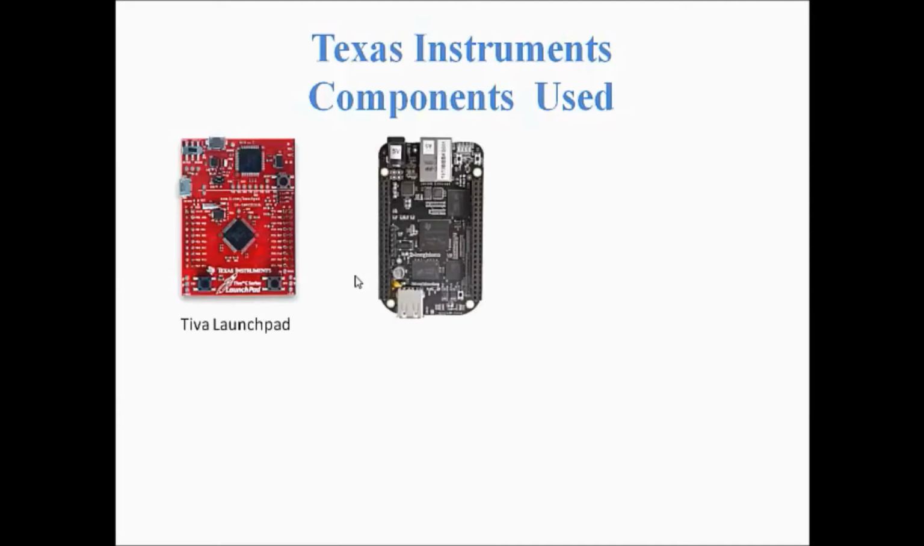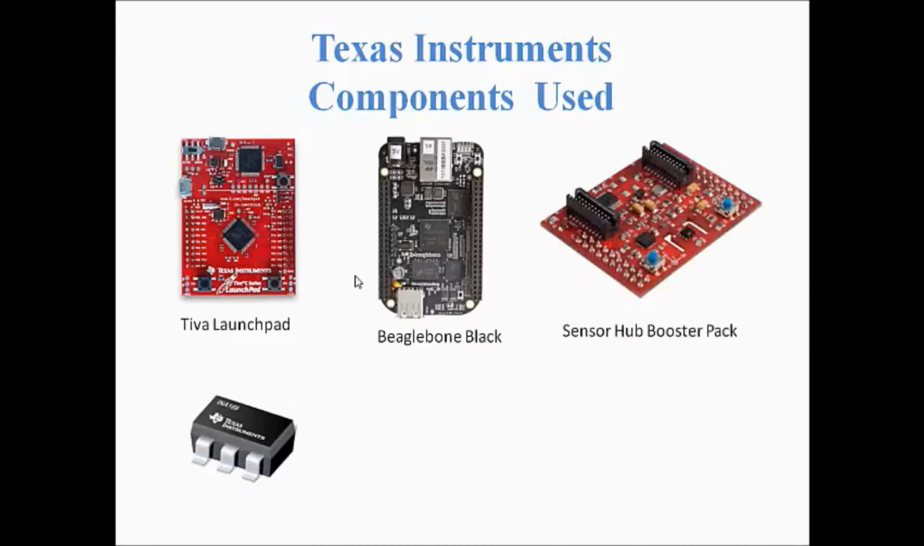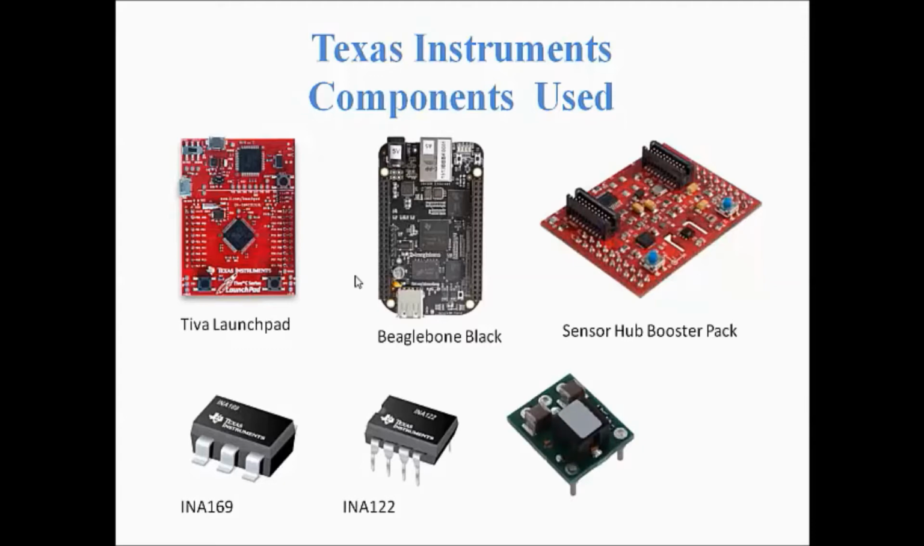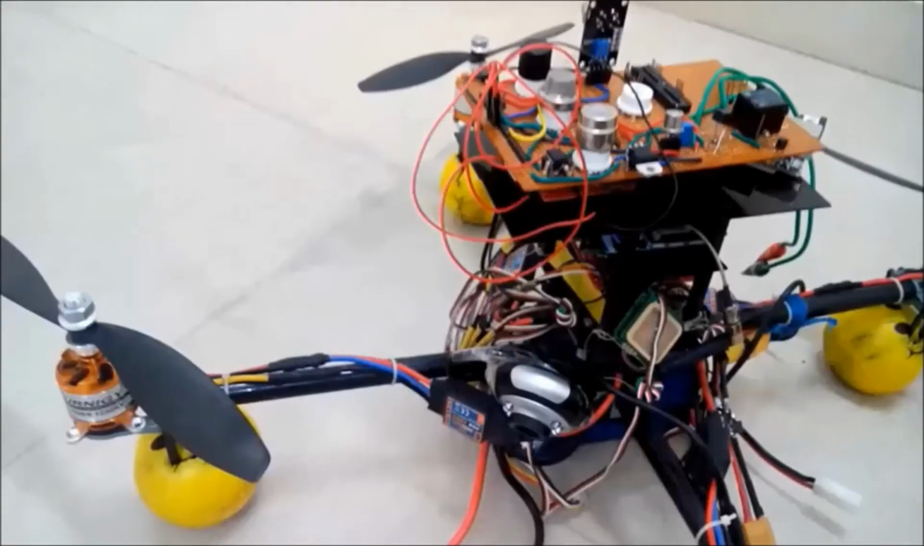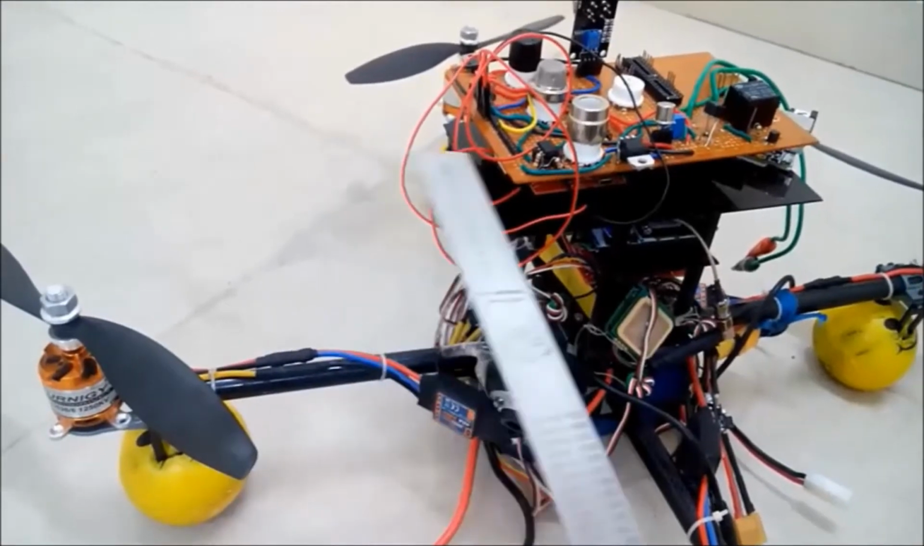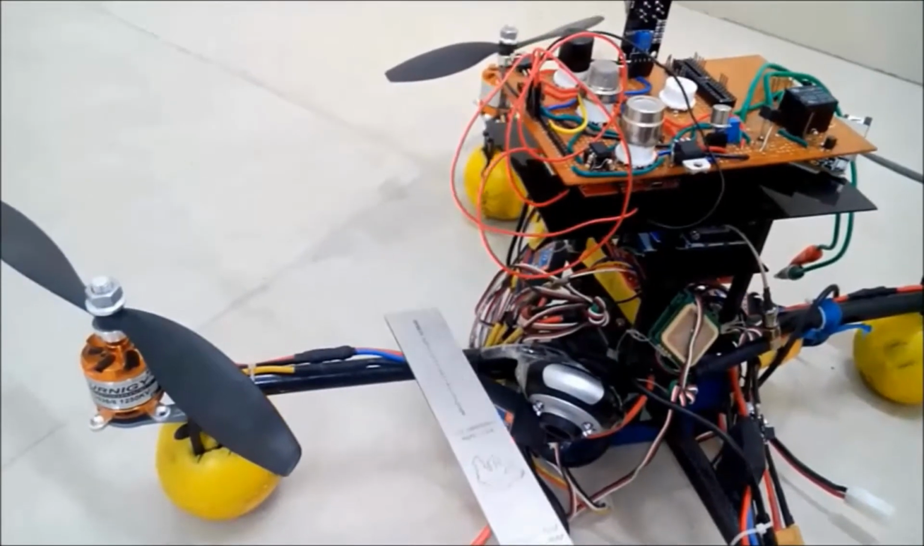Here is a comprehensive list of TI components used in our project: TIVA Launchpad, BeagleBone Black, Sensor Hub BoosterPack, INA169, INA122, PTH08080W, and some voltage regulating ICs such as LM7805, LM7806 and LM1117. Our proposed design consists of various subsystems.